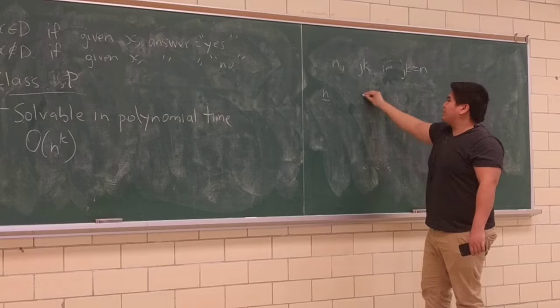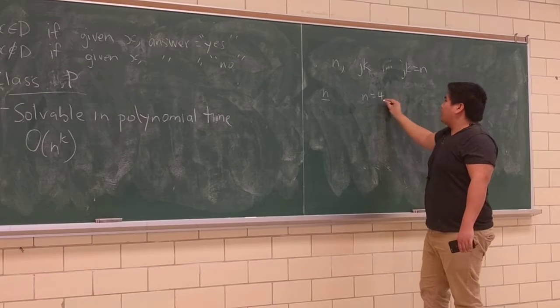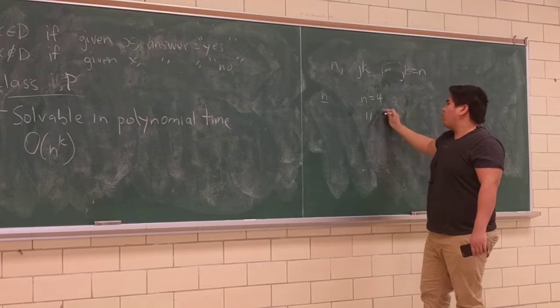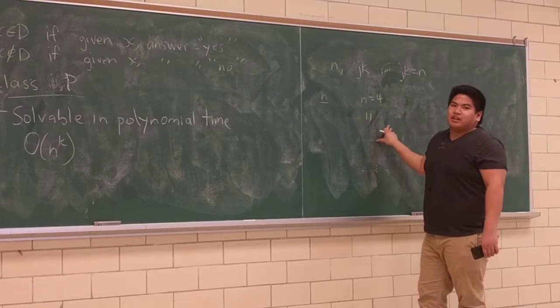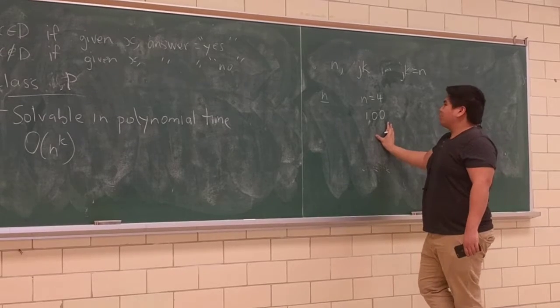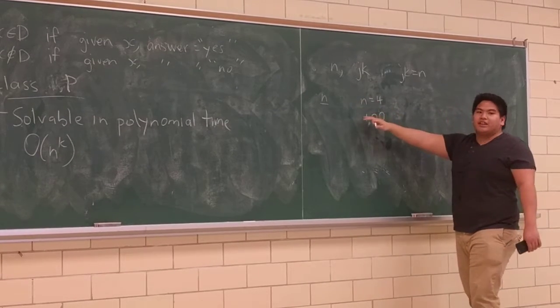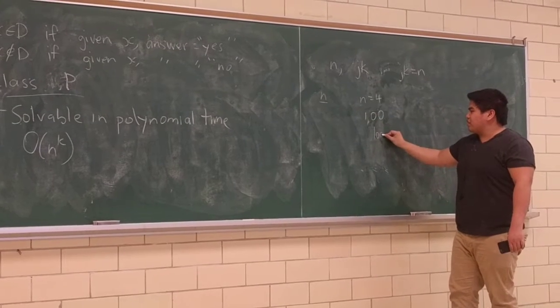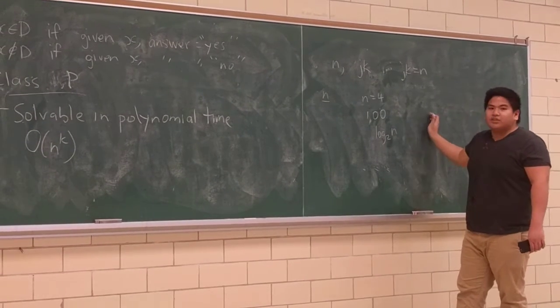So for example, if n is equal to 4, then the number of bits is 1, 0, 1, 0, right? So the input is dependent. If n is the actual value, then the input is dependent on log 2 of n, right?